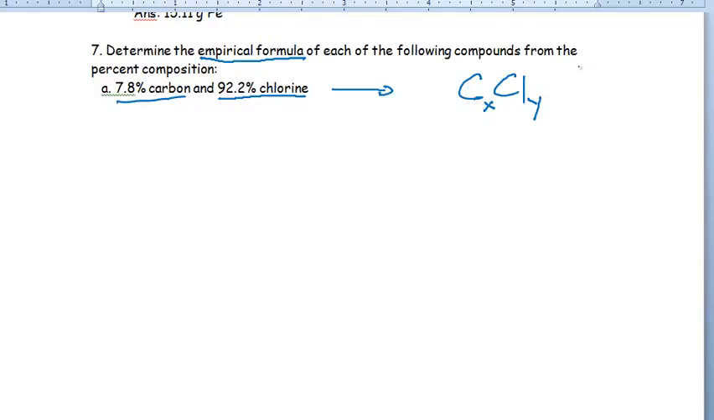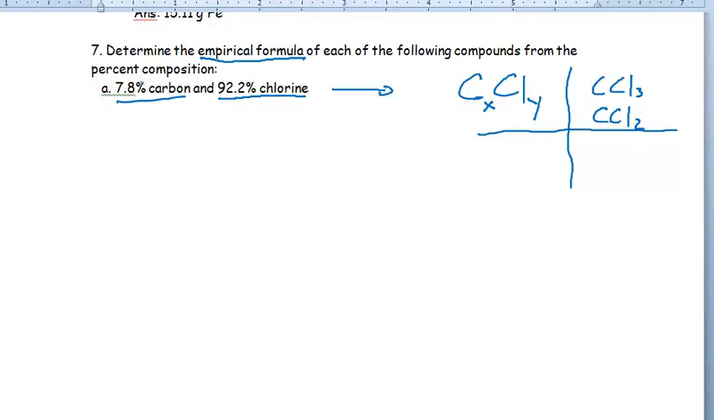So it could be, for example, CCl3, CCl2. We're not sure. I think you probably have a hunch of what it's going to be, but let's try to do this step by step. Okay, so here is the little trick that you can do. It's very straightforward, very clever.